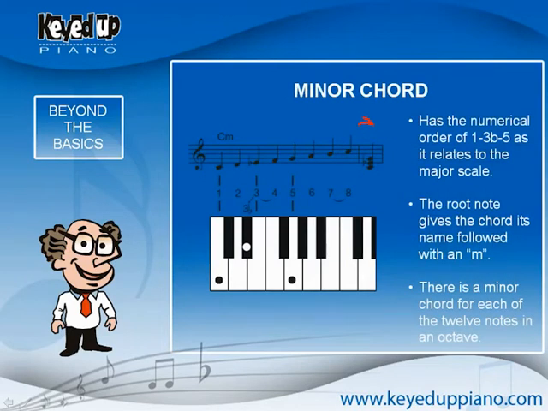A minor chord has a numerical order of 1, 3, flat 5 as it relates to the major scale. Now that means that we're looking at the key of C right here, starting on C, and we're going from C to C. When we get to the third, we have to flat it. So we move it down a half step. That makes the minor chord.